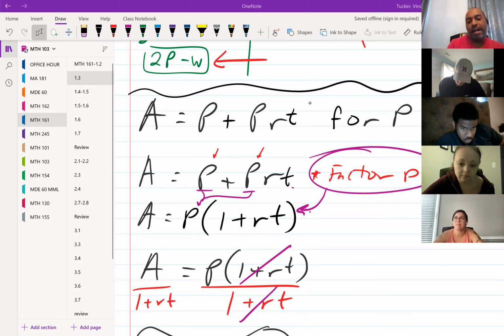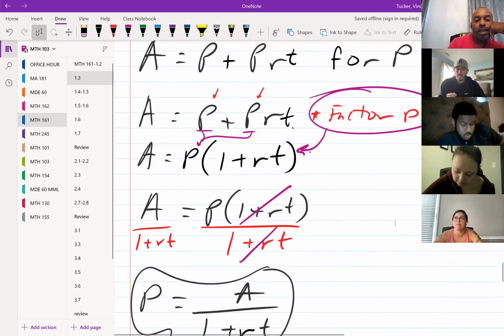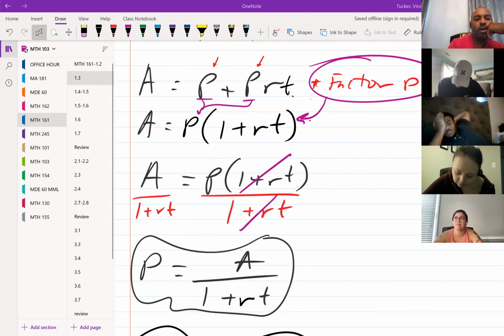All right, so now we divide by 1 plus RT, and we have P equal to A over 1 plus RT.